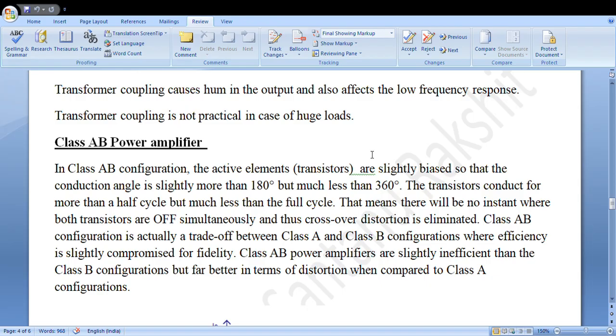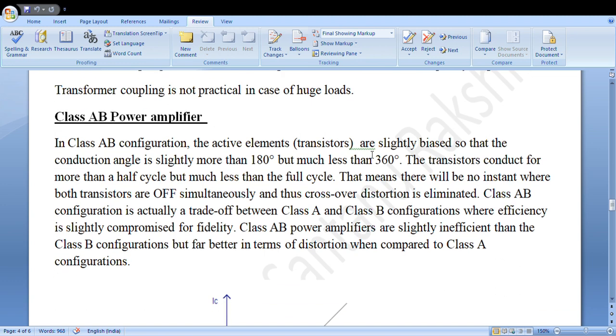So to make a balance between this efficiency and fidelity, we can design a Class AB amplifier which has a fidelity and efficiency in the range that is acceptable to us as designers. What happens in this case is that the transistors are biased very slightly.